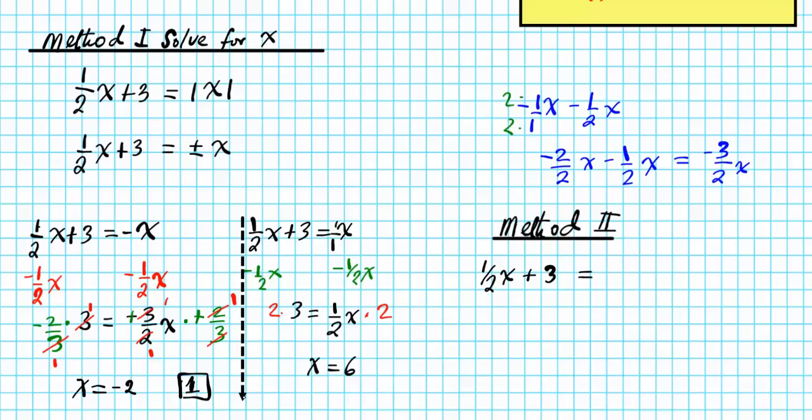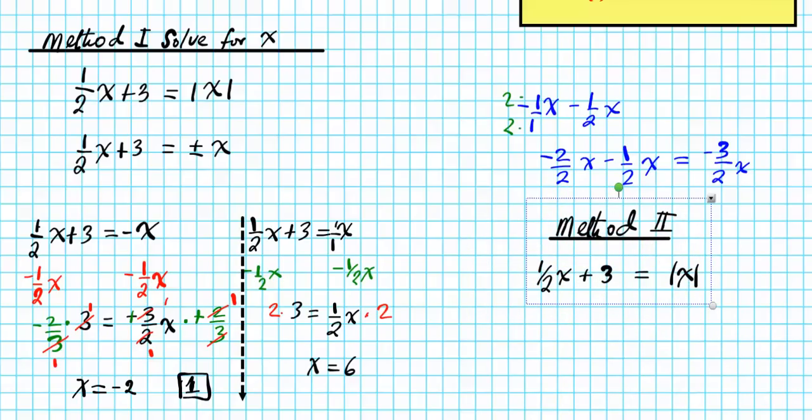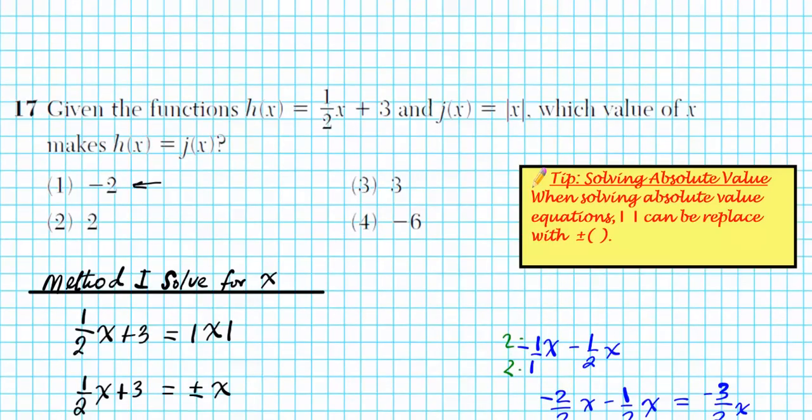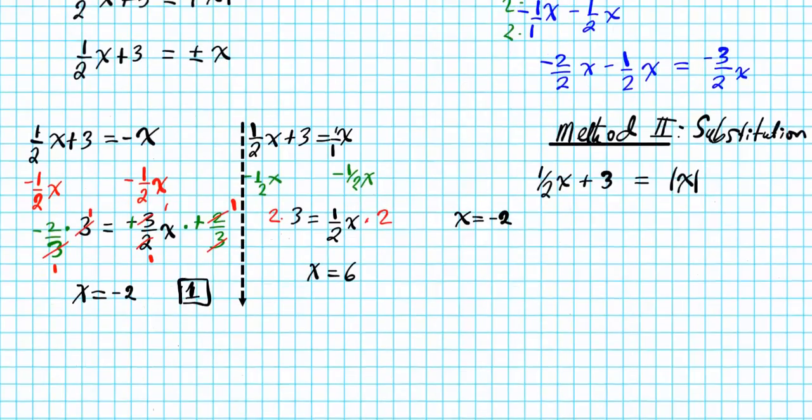Let me move this out of the way a little bit. So this is equal to absolute value of x. Okay, so now we'll just plug it in and see if it generates a true statement. The closer the correct answer is to the first option, the more effective this method 2 is, which is substitution. Okay, so here we have x equals -2. That's the first option that I want to try out. And let's see if we get a true statement, okay?